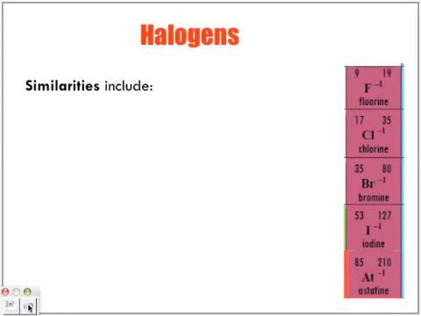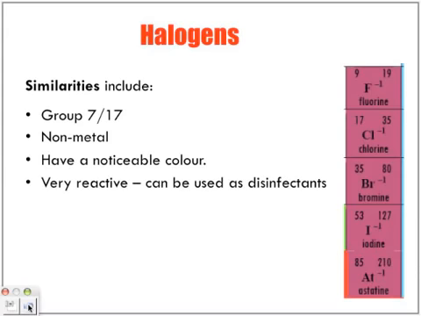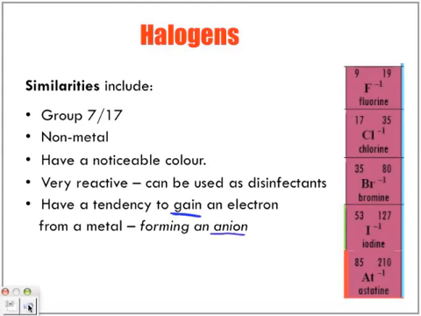Halogens, right? So we're over at group number 7 or 17. So we're second last column or second last group on the periodic table. They are non-metals. They have a noticeable color, they're very reactive, and they can be used also as disinfectants. They have a tendency to gain electrons, okay? So they can gain one electron. So because they're gaining an electron, right, they become what we call anions. They form anions, right? Notice how they all have a -1 charge because they have gained one electron.